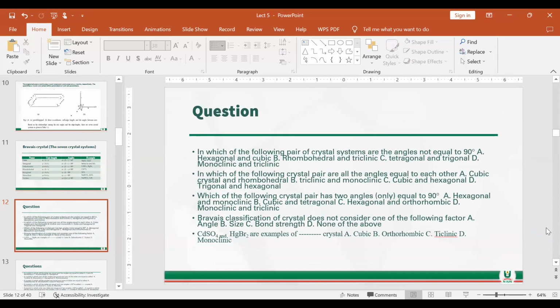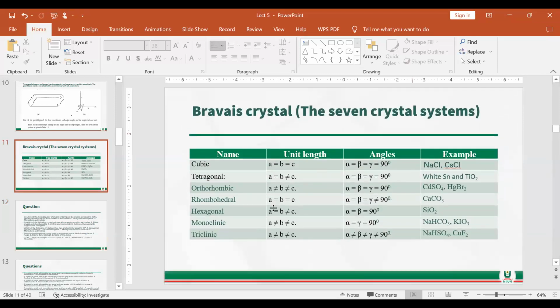So in which of the following pairs are all the angles equal to each other? Check the question well. All the angles are equal to each other. Have you seen it there? There is cubic, tetragonal, orthorhombic, and there is hexagonal. So it's just for you to know. The difference in rhombohedral is that the angle is not equal to 90.